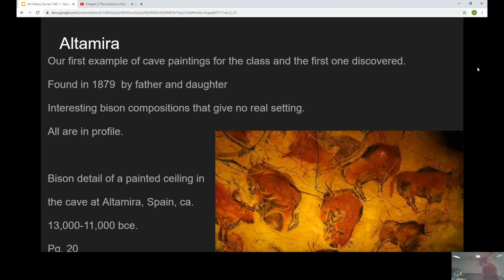Our first cave is Altamira. Altamira is the first one we're looking at. It is not the oldest cave. It was the first one discovered, though. And it was discovered in Altamira, Spain.